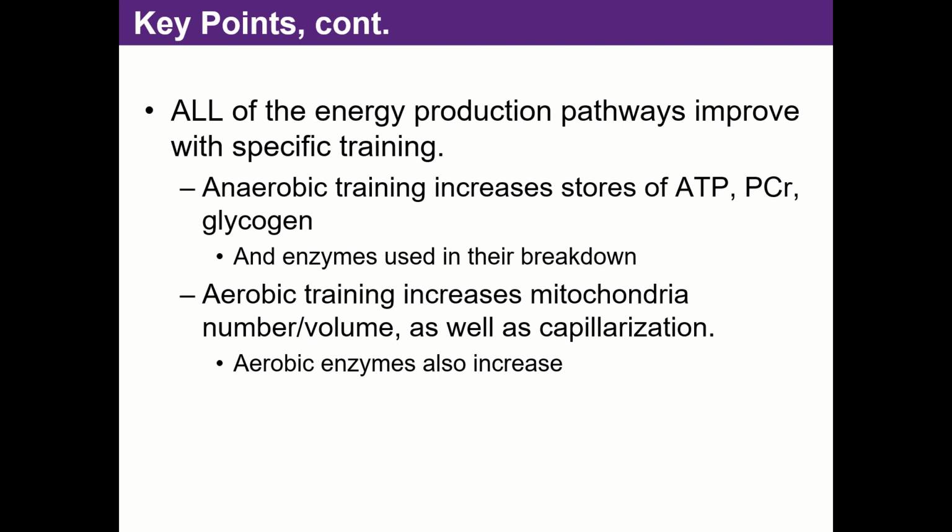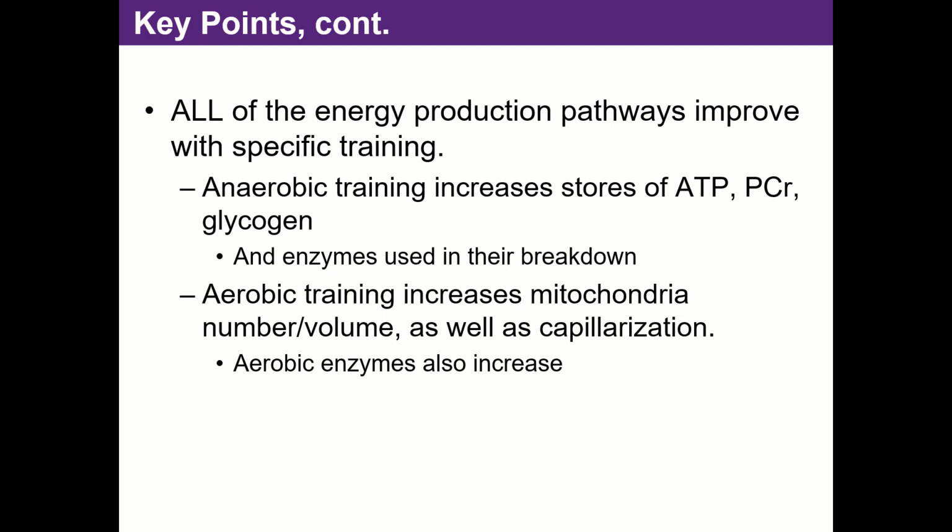From a training standpoint, all of those energy systems improve with training, right? Anaerobic training, so sprint-type training, and lifting weights would also be anaerobic training, increases the intramuscular stores of ATP, phosphocreatine, and glycogen, and the enzymes to break them down. So it increases the number of creatine kinase enzymes, and it increases those 10 enzymes that are involved in glycolysis.